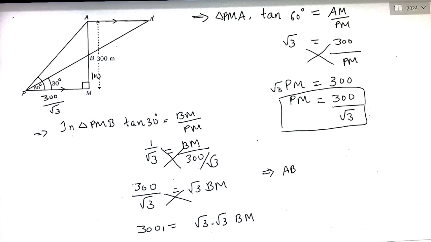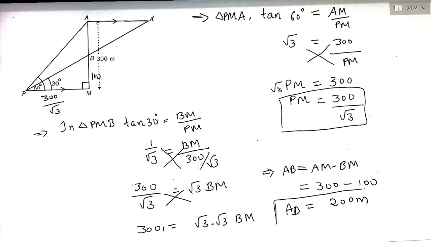So how do we find the AB value? Since we know the AM and BM value, we find AB as AB is equal to AM minus BM. So what is the value of AM? It is 300 as given. BM is 100, this we have just found out. So 300 minus 100 is 200 meter. This is the value of AB. So we have answered the first question, AB. Okay, now we need to find A dash B.